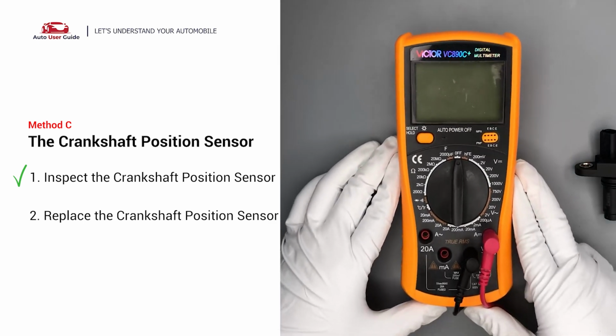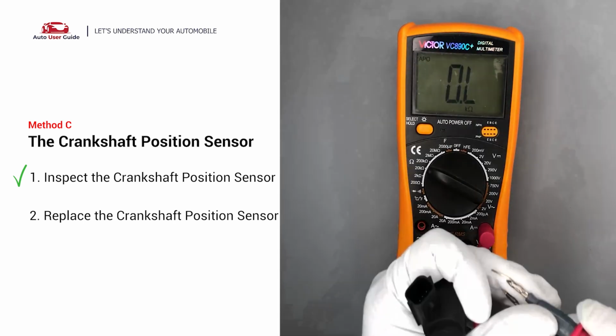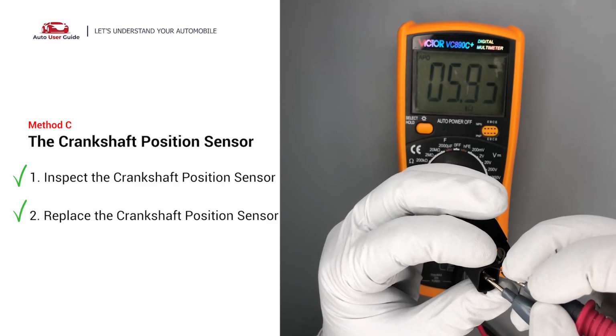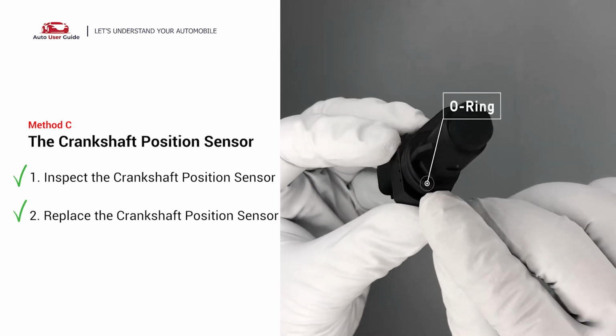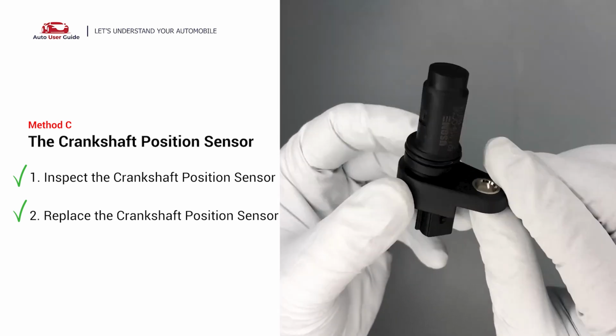Next, use a multimeter to perform a resistance test on the sensor. If there is no reading, this indicates the sensor is defective and requires replacement. Additionally, check that the O-ring from the sensor hasn't fallen into its mounting hole. Finally, install a new crankshaft position sensor in its place.